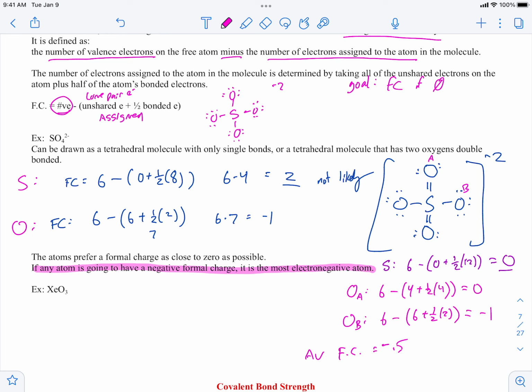And so this is what we are going to go with, because in this model we have formal charges closer to 0 than we did in the previous one. If you ever end up with a positive formal charge, you've got to rework it. Now, why is this allowed? Why is it that we show sulfur here with effectively 12 bonds?